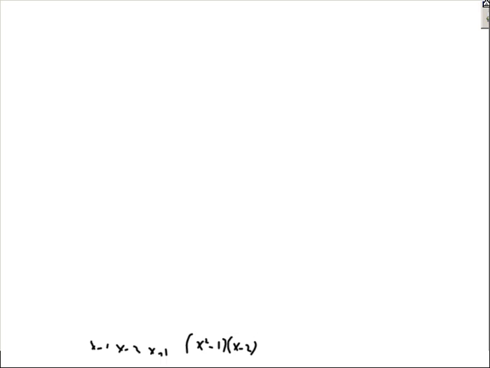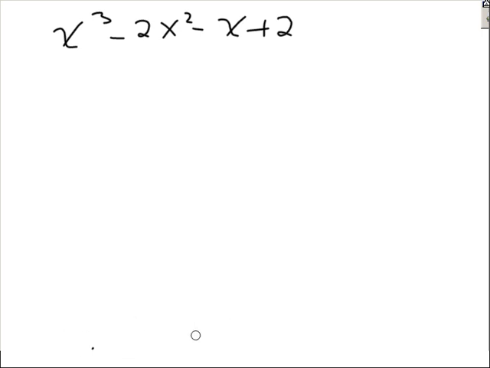Suppose you have x cubed minus 2x squared minus 1x plus 2. And the question is to find the zeros. Now, before we do that, let's see what it means. First of all, let's just call it something. Let's call it f of x.